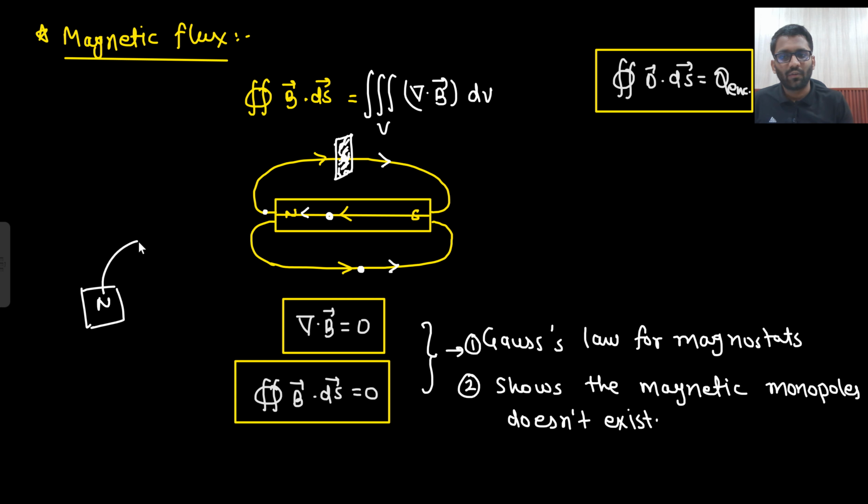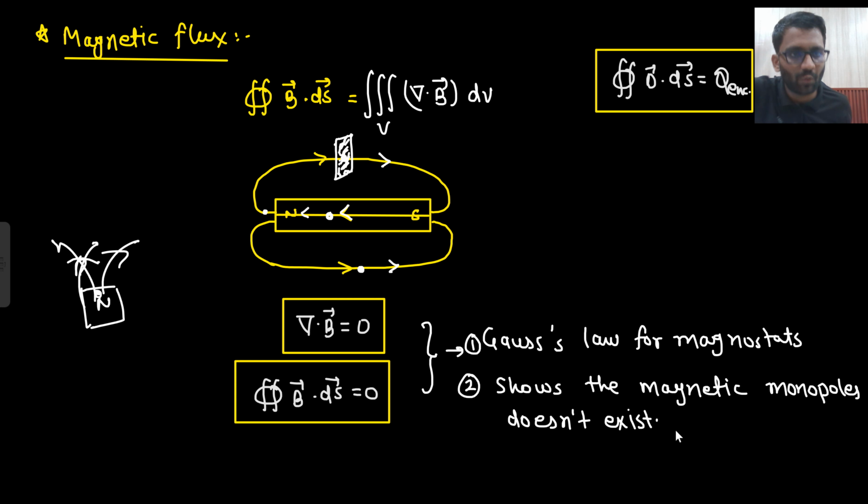So what would happen? From the north pole, magnetic field lines will go out, right? Then you could say that at this point only field lines are going out, nothing is coming in. Here at this point, from the south pole, field lines are coming in and going out as well. That's why here divergence is 0.